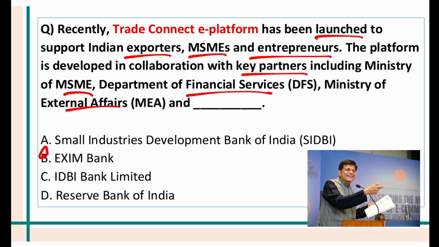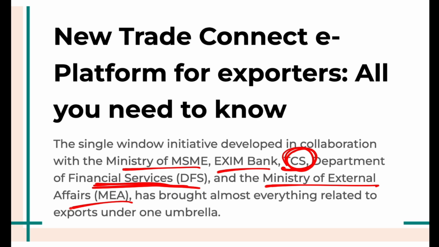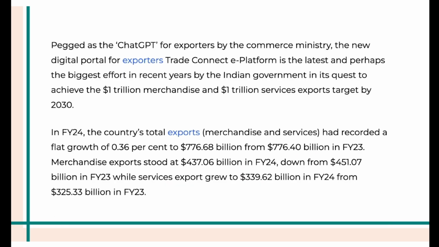So why have they done it? Let me explain. First of all, you should know all the organizations which collaborated. As I said, Ministry of MSME, Exim Bank, Tata Consultancy Services, which is the largest IT company of India, Department of Financial Services, which works under the Ministry of Finance, and Ministry of External Affairs. So they have brought everything related to exports under one umbrella. Now, what is the meaning of bringing everything under one umbrella?